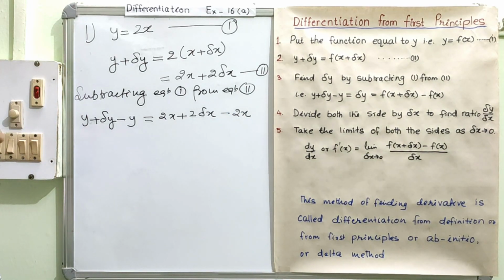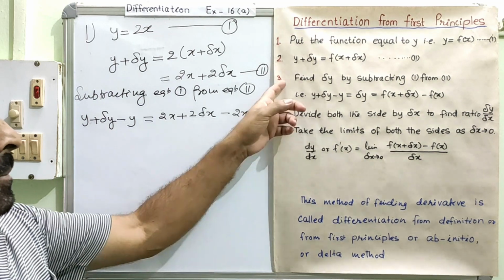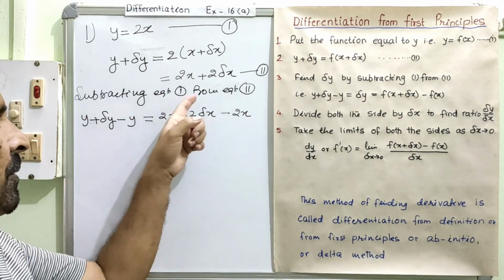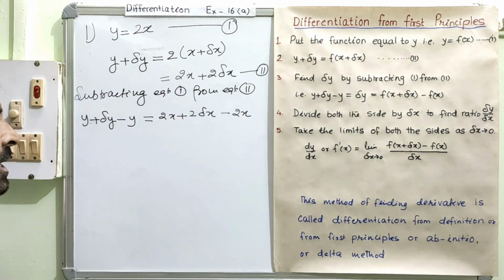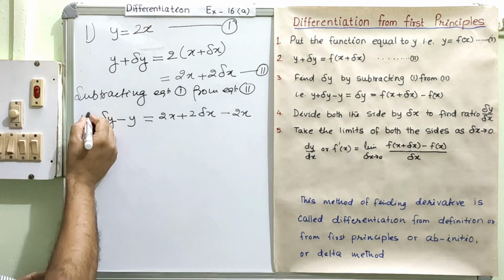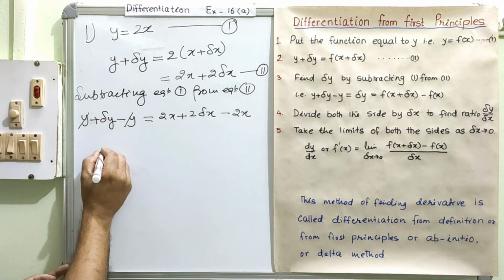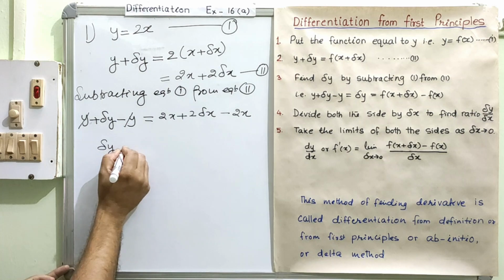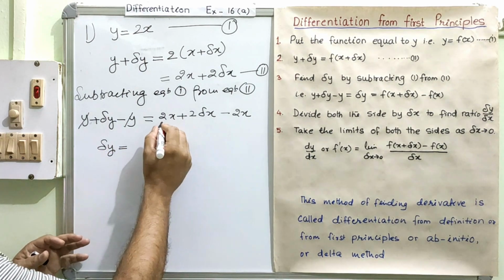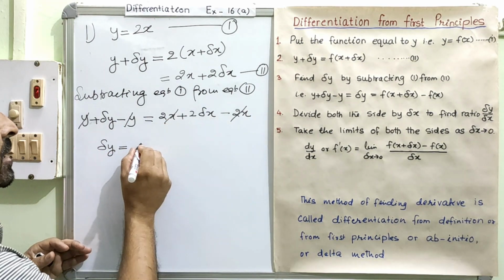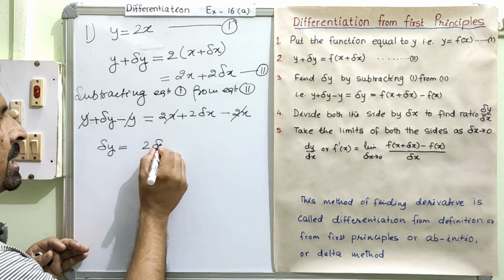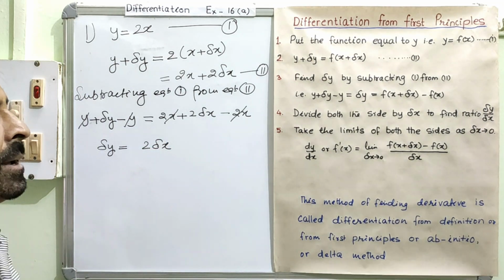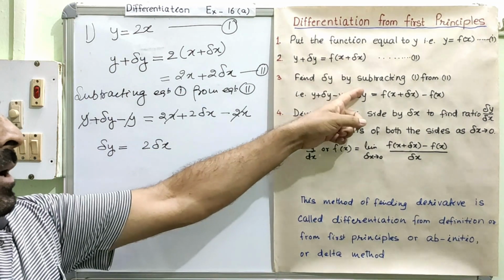Alright, so we have now subtracted, we are done with step number 3. We have subtracted equation number 1 from equation number 2, and after doing this we have to simplify. So this y and this y will be cancelled. You are now getting the value of delta y, right? And then on this side 2x and minus 2x is cancelled. You are getting 2 delta x. Clear? So after subtracting you have simplified.